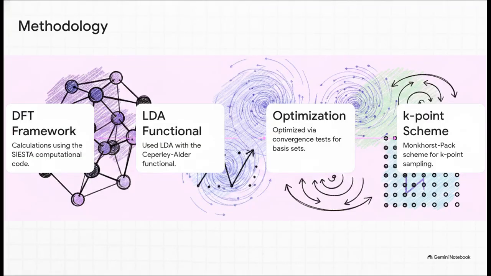To get highly accurate results, researchers ran calculations using the CsSnBr code within the DFT framework, applying the local density approximation with the separately older functional. And, a theoretical model is really only as good as its tuning, so they systematically optimized parameters through rigorous convergence tests and Monkhorst-Pack K-point sampling to ensure highly reliable data for the complex steps ahead.